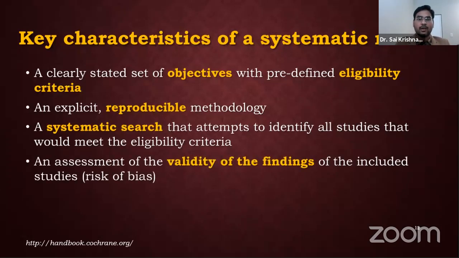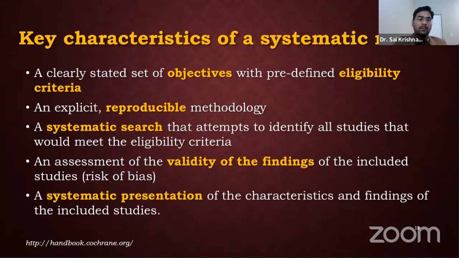And as I told you, the major purpose of doing a systematic review is to enhance the quality and to decrease the bias. So an assessment of validity of findings, that is nothing but assessing for risk of bias. This is one of the major key characteristic features. In none of the other review types do we assess the quality of the evidence which we collected in order to make that review. But in systematic reviews, we do the quality assessment.